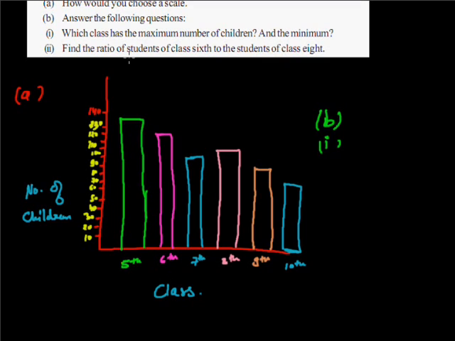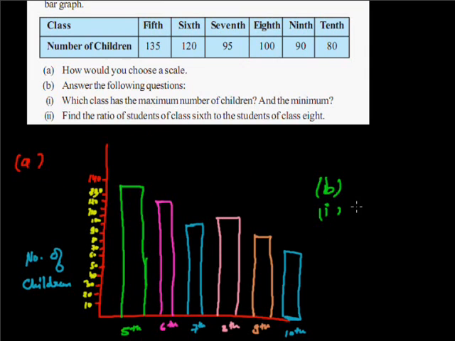First part is: which class has the maximum number of children and which the minimum? If you see, the maximum number of students is 135, in 5th class. Next, what is the minimum number of students? We can see in the graph, it is the 10th class which has the minimum number of students. So our second part answer will be 10th class.